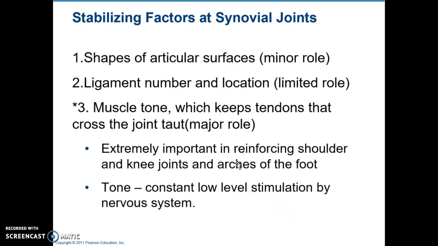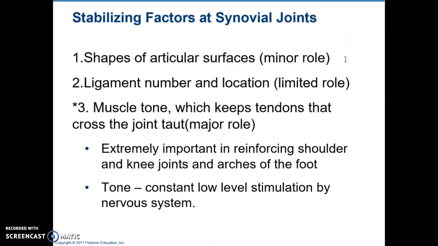Then, this is also a possible open-ended question, is to know what the major factors that stabilize your synovial joints are. So this is what keeps you from blowing out your knee, what keeps you from dislocating your shoulder, what holds your joints in alignment. The first factor is the shape of the articular surfaces. As this says right here, that plays a minor role.